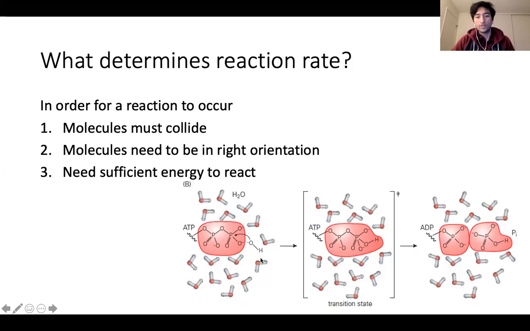And furthermore, once you have the two molecules colliding in a very specific orientation, you also need them to reach a high energy state called the transition state. And there needs to be sufficient energy for them to reach the state and eventually for the reaction to go to completion. So these three components are pretty important in terms of determining reaction rate.